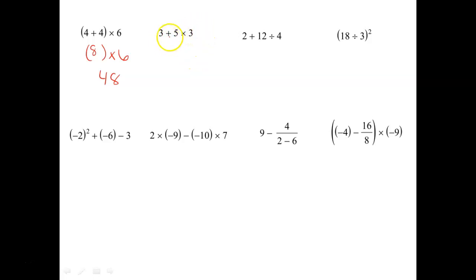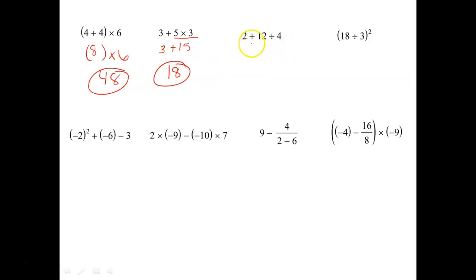All right, so in this problem, we have addition first, but multiplication and division comes before addition and subtraction. So you're going to multiply 5 times 3, which is 15. So now you have 15 plus 3. 3 plus 15 is 18.